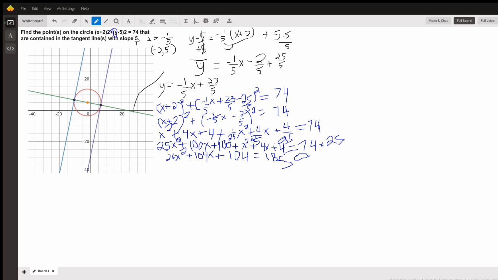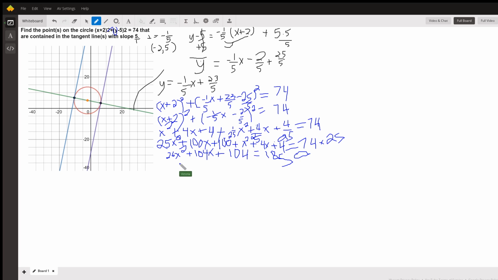Okay. And to do a quadratic equation, you have to subtract everything and have 0 on the other side. So in the end, the quadratic equation we need, and we'll use the quadratic formula to solve it, is this. It's 26x squared plus 104x. And then when I subtract 104 from 1850, I end up getting minus 1746. And this equals 0.